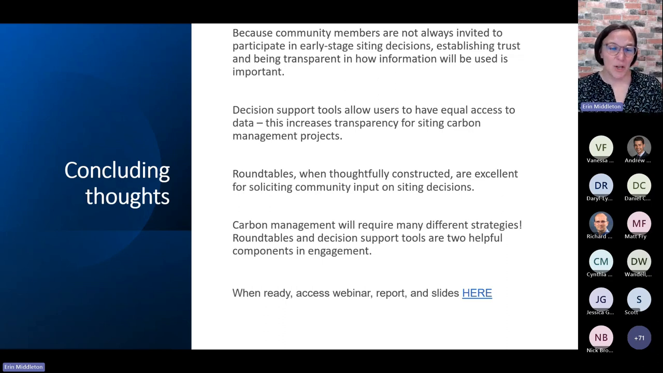I think some of the concluding thoughts here are, carbon management is going to require lots of different strategies. Roundtables, in this case, again, were absolutely great. And one of the other things I would say is the decision support tool, as a way that people could access the same information at the same time and talk about it together, was a really effective way of soliciting information about carbon management. I will conclude here. We have some time for questions. I will stop sharing my screen, but I appreciate everybody's attention.